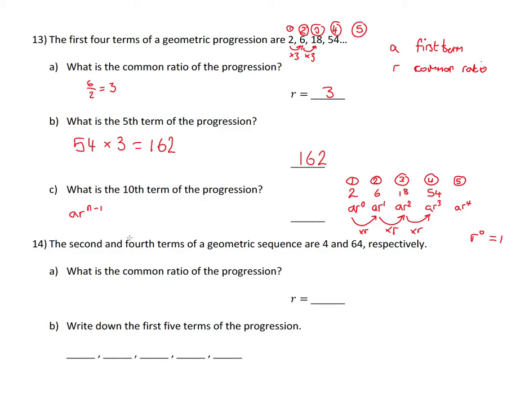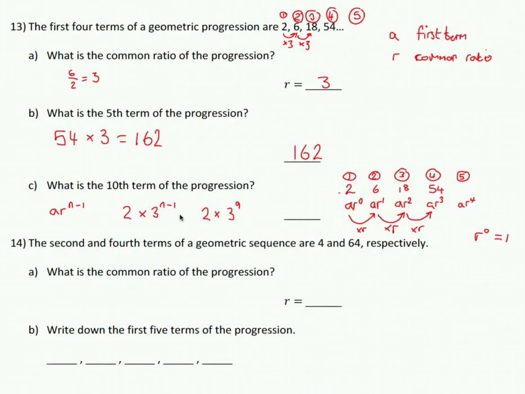Okay, so in our case we know that R is 3, we know that A, the first term, was 2, so this is 2 times 3 to the power of n minus 1. Now the 10th term, all we need to do is substitute 10 in for n here. So we've got 2 times 3 to the power of 10 minus 1, which is 9. Okay, so we'd have to work out what 3 to the power of 9 is, and then multiply that by 2.